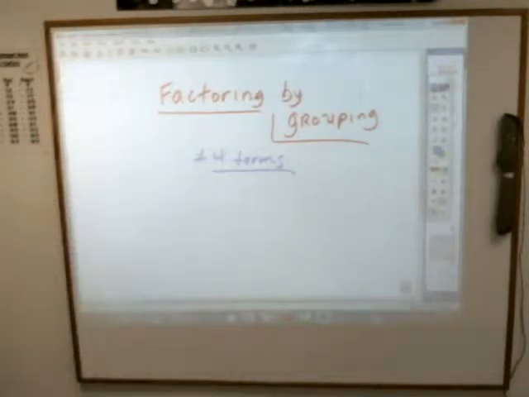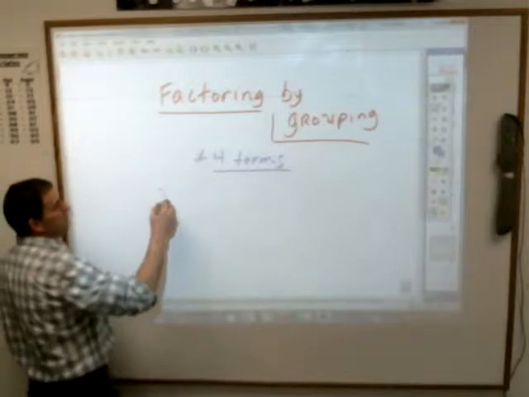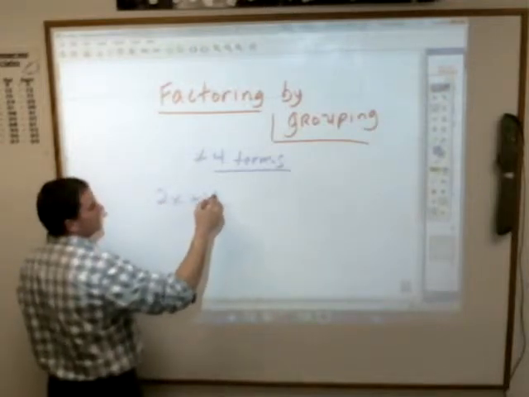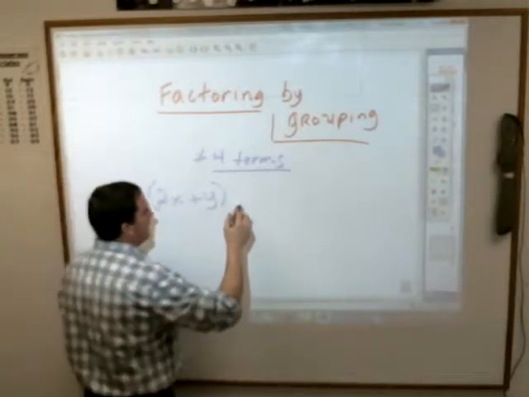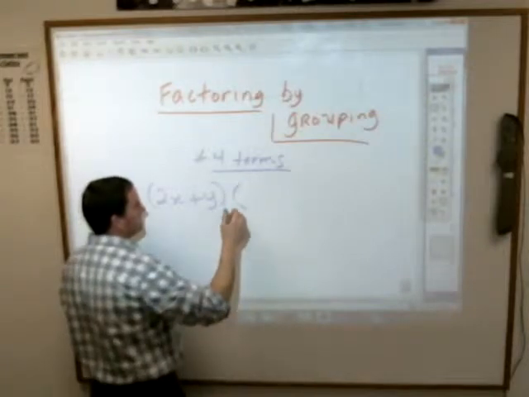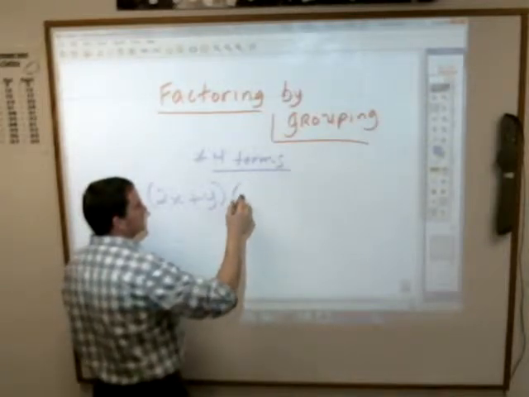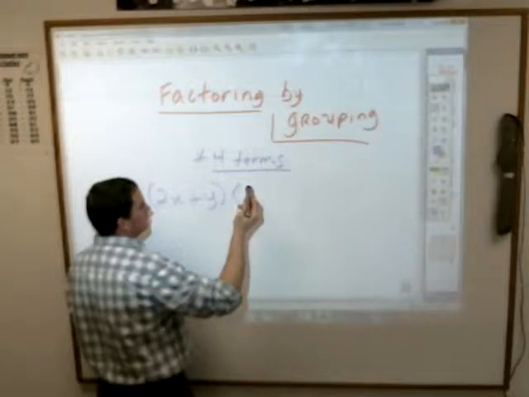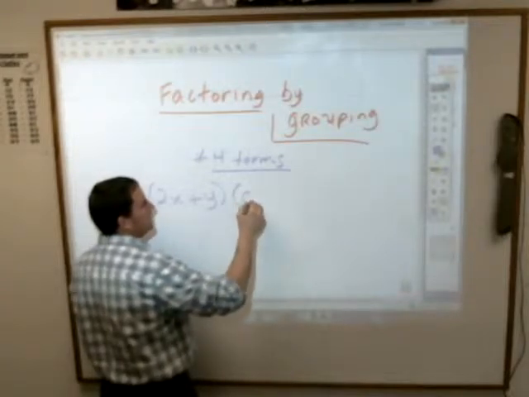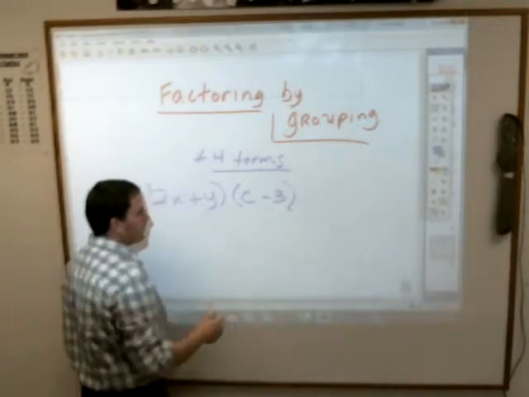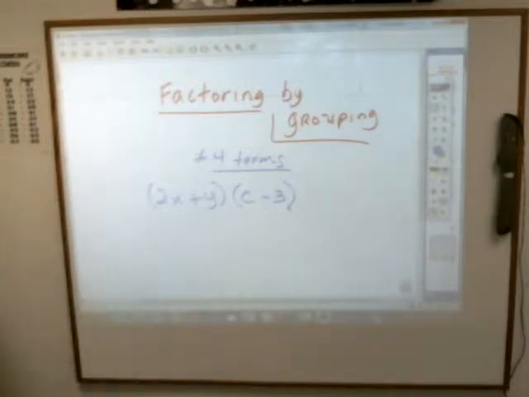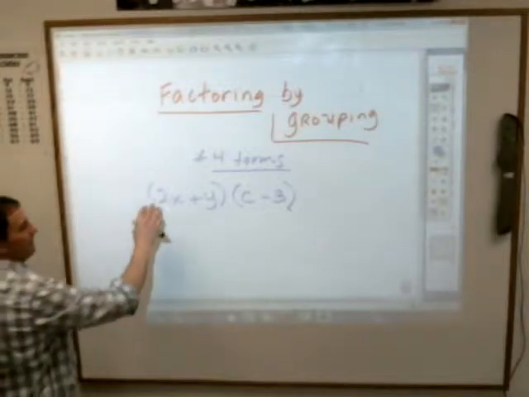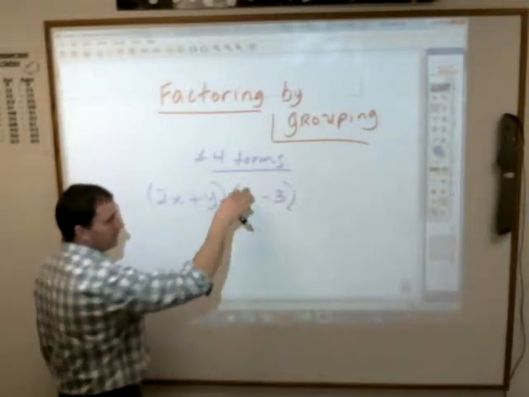Let's say you've got this. Let's say you've got 2x plus y times, let's just say c minus 3. Okay, this is a binomial times a binomial that won't come out to be a trinomial because the only time you get those is when you have the same variables starting off or ending off.